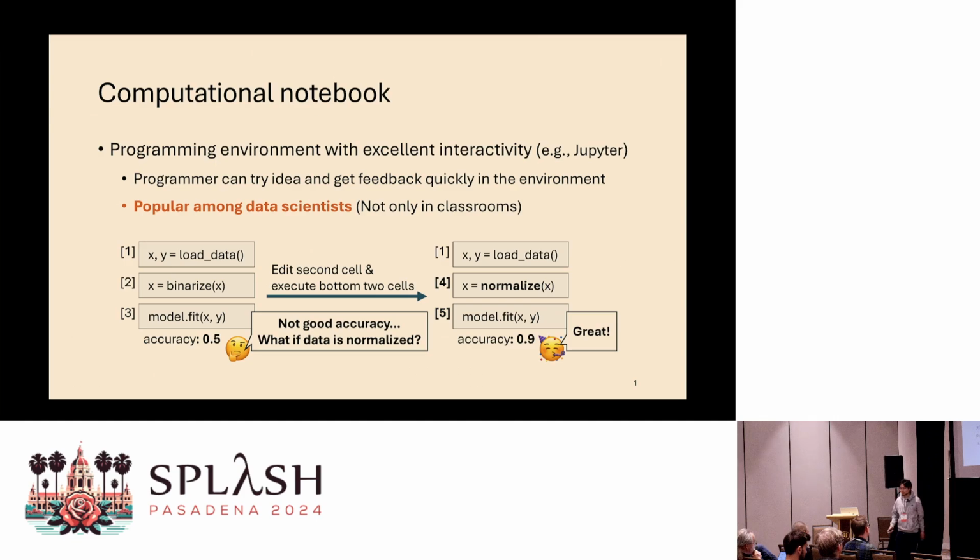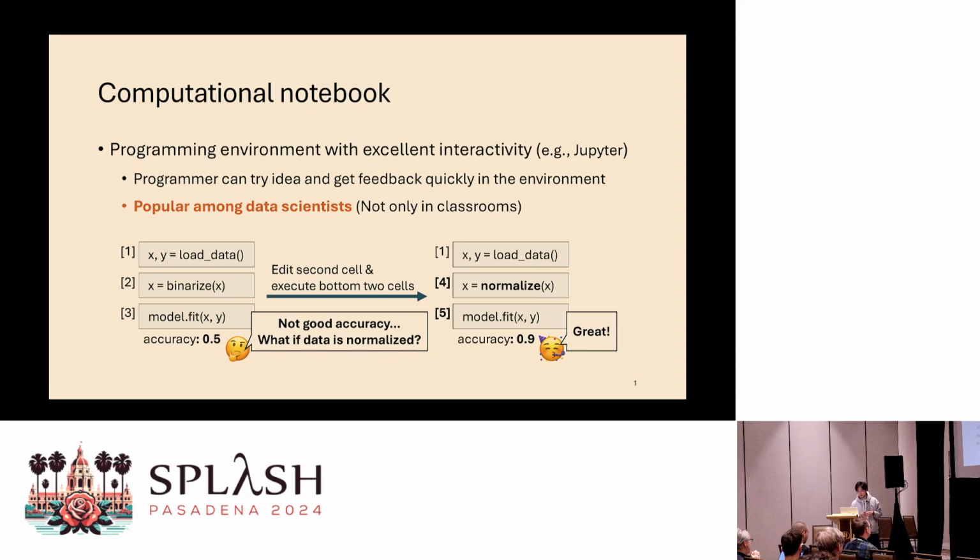This is an example notebook working on a machine learning task. In the first cell, some data is loaded into variables x and y. Then x is binarized in the second cell. In the third cell, the bottom cell, a machine learning model is trained using the binarized data. At the output, the programmer got an accuracy score of 0.5, which is not as good as expected. The programmer then thinks about alternatives and comes up with an idea of using data normalization.